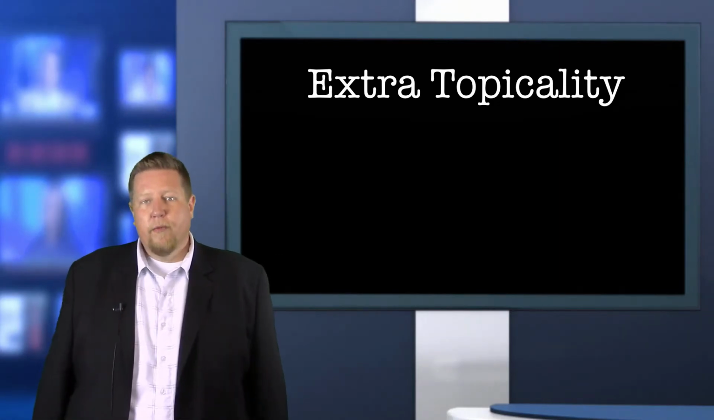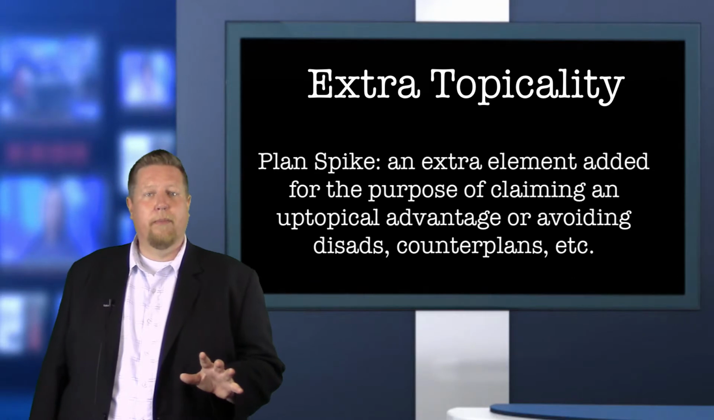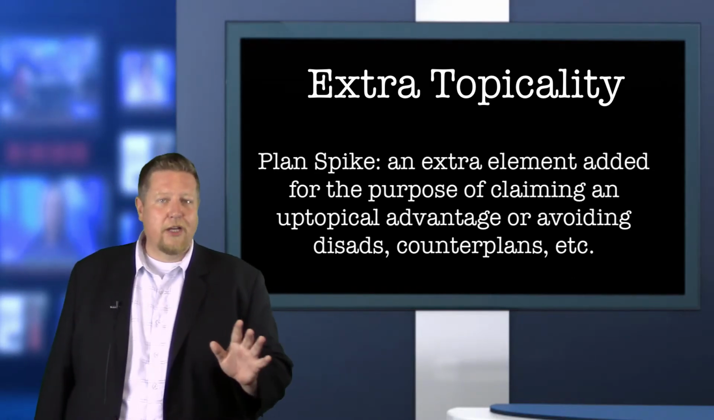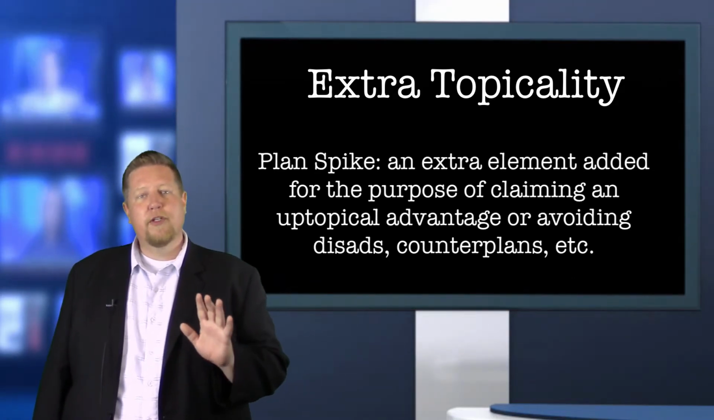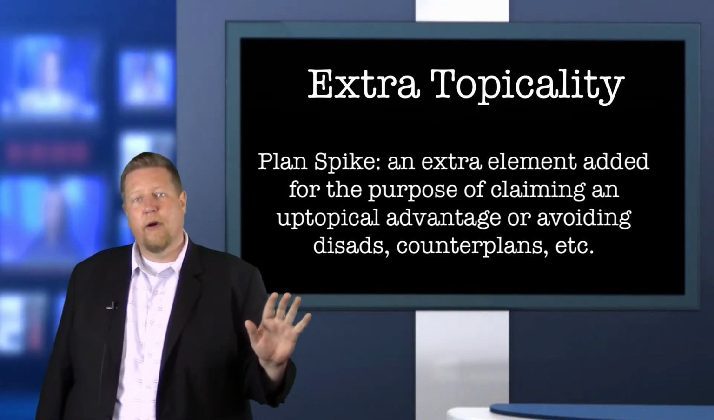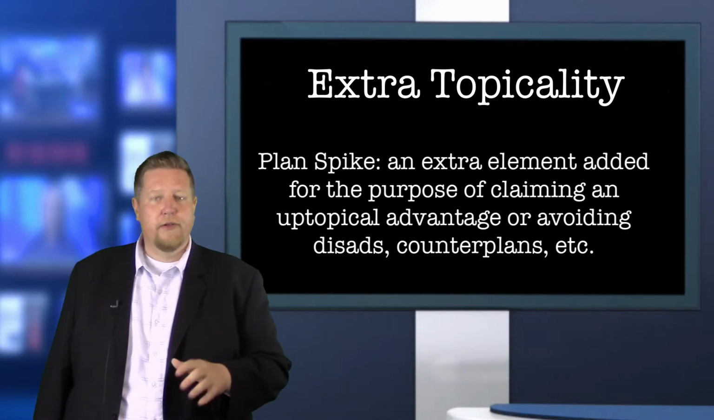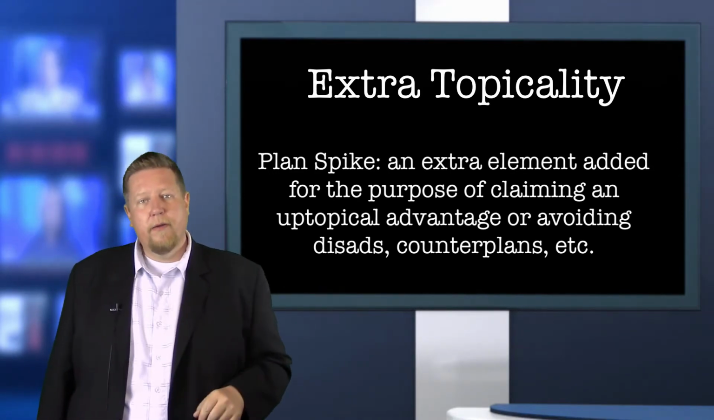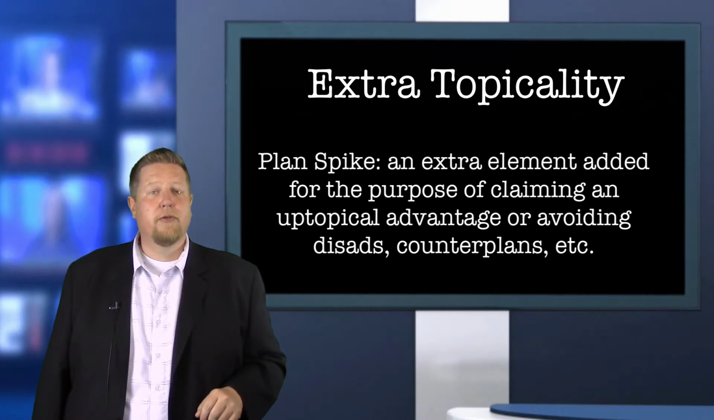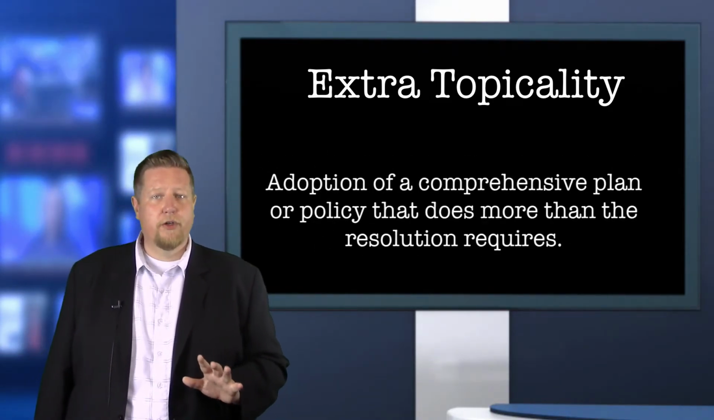Now, there are two ways in which the affirmative plan text can be extra topical. The first is by a plan spike. A plan spike is extra text added by the affirmative team for the purpose of claiming an advantage or solvency or by spiking out of offensive arguments such as disads. An example of a plan spike would be requiring an increase in federal judges. Now, the second way in which a plan text can be extra topical is through the adoption of a comprehensive plan, policy, or legislation that does more than the resolution requires.